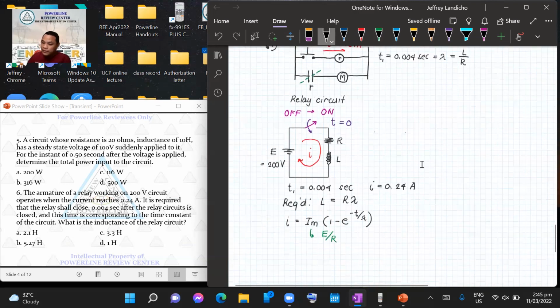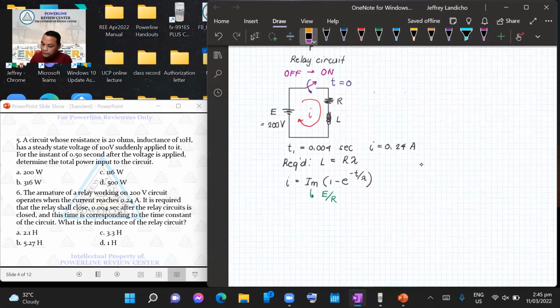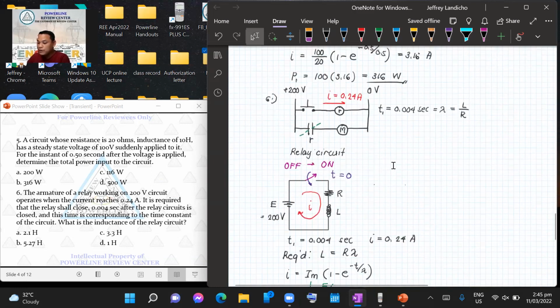Okay? So, cross multiplying, pwede natin sabihin that resistance of the given relay circuit should be equal to source voltage over the corresponding current I after 0.004 seconds, quantity 1 minus e raised to negative t over lambda. So substituting the value, this is 200. Anong required current for this relay to activate? 0.24. 1 minus e raised. Anong required t sub 1? So that is 0.004. Ano lambda, which is also 0.004.